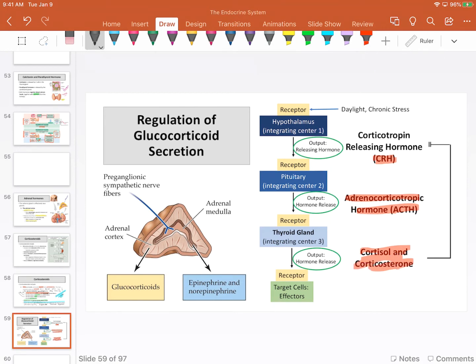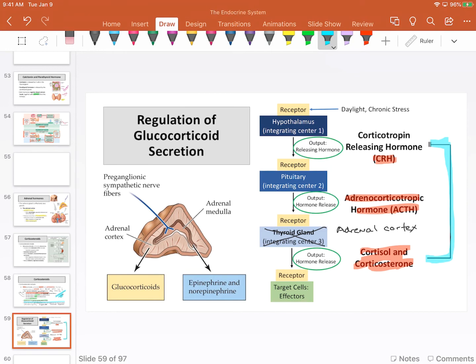And look at this. I'm just really good at making all these mistakes. It is not targeting the thyroid hormone. It's targeting the adrenal cortex. Shame on me. All right. So this adrenal cortex is going to have those receptors for ACTH, and it's going to release cortisol and corticosterone and these other glucocorticoids. And then, not surprisingly, look at my feedback pathway. Cortisone is going to control and regulate the release of CRH.